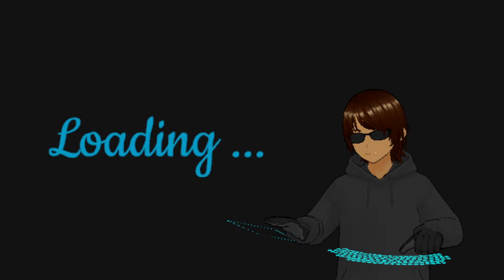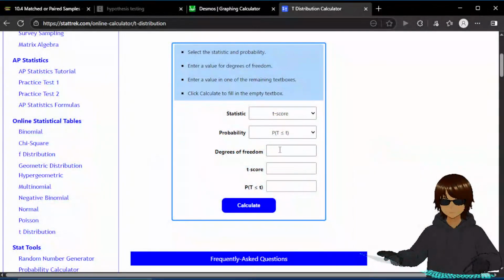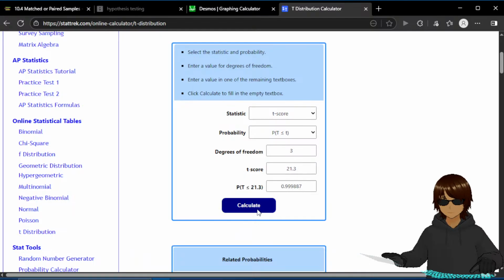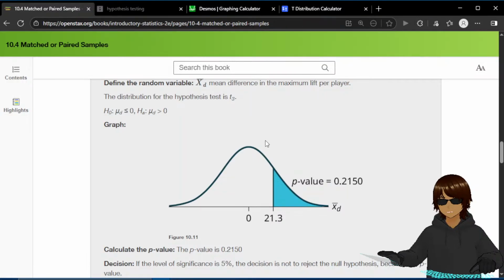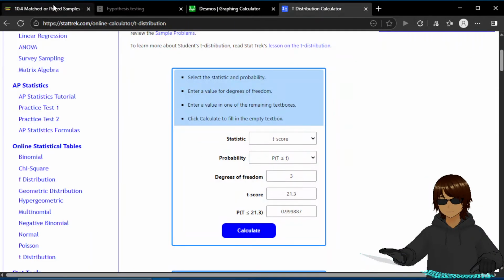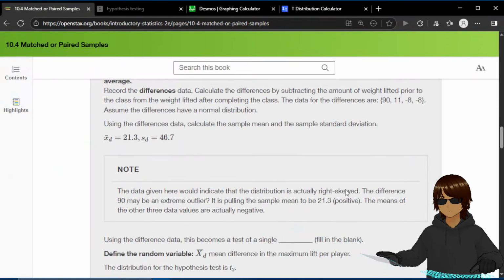An online t distribution calculator. It's called Stat Trek. Yeah, let's see. Degrees of freedom is 3. T score is 21.3. I don't think this is the issue here. Okay, I don't. The p value is 0.215.